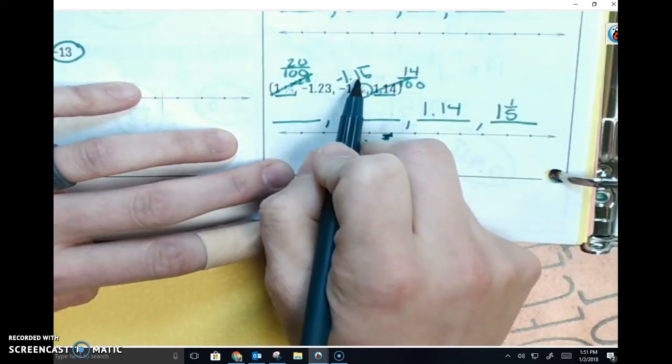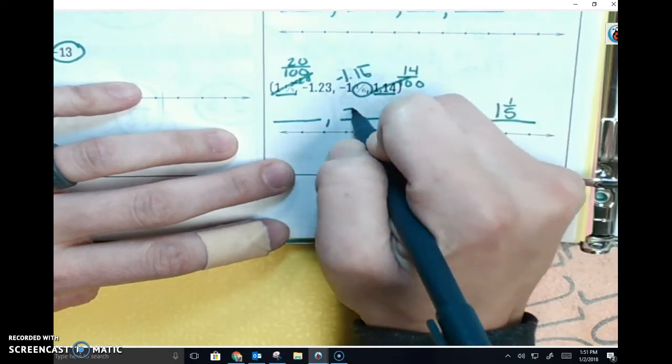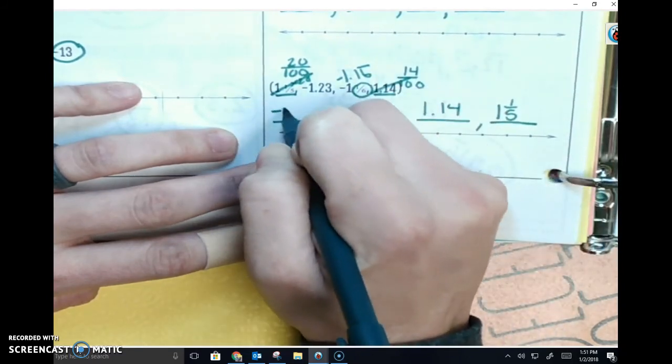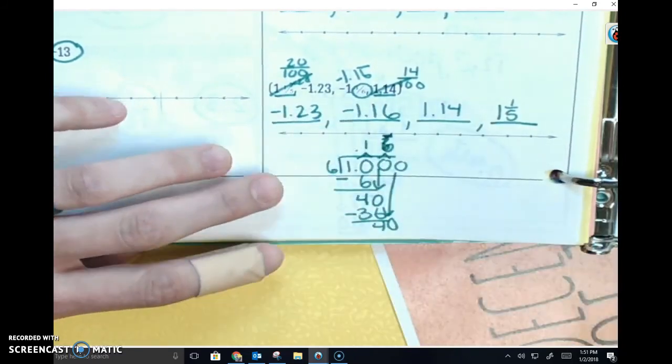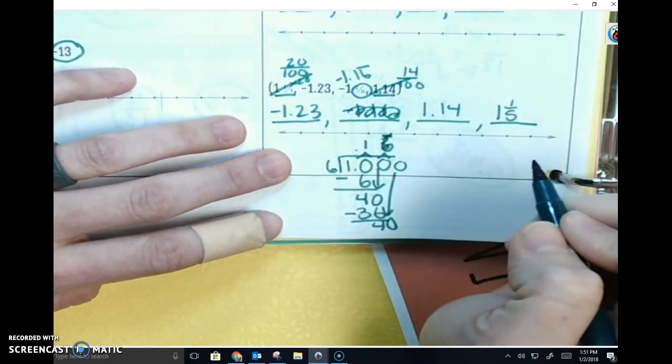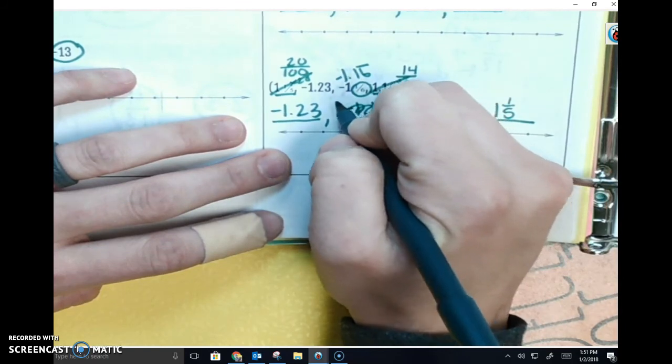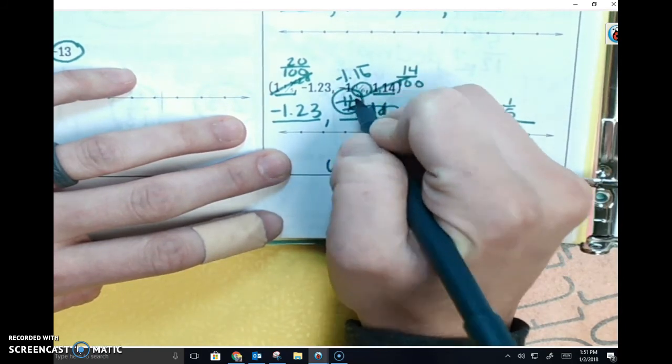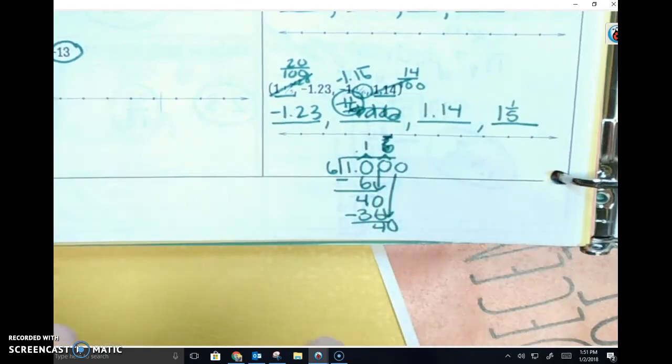So this one is going to be closer to 0. So this one's right here. And then this one is actually our smallest number. Oops. Sorry, I didn't rewrite that one like I was supposed to. Negative 1 1/6. So we have it just like that.